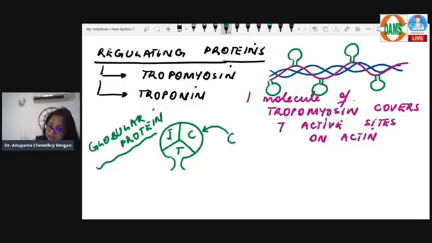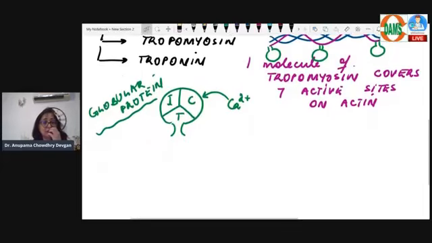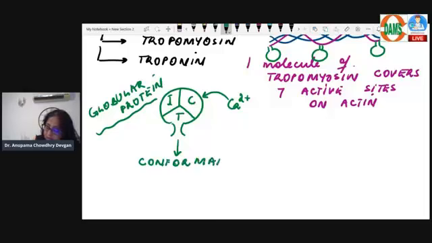Calcium attaches to troponin C. And when calcium attaches to troponin C, there is a conformational change in troponin.